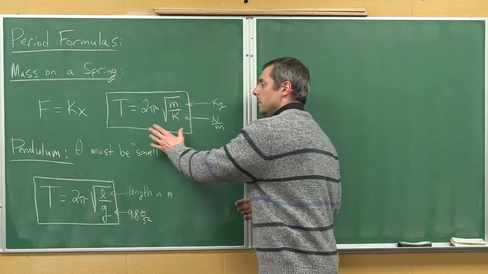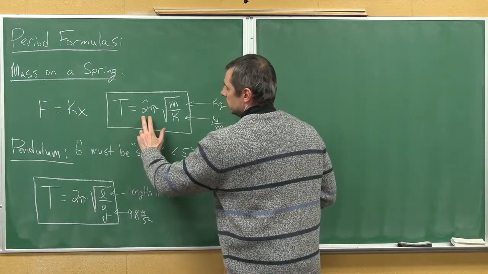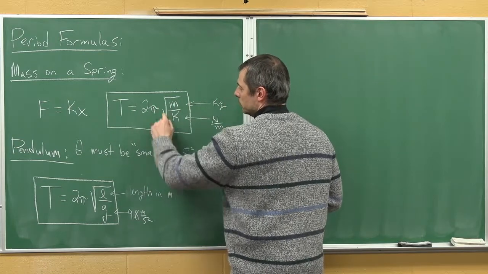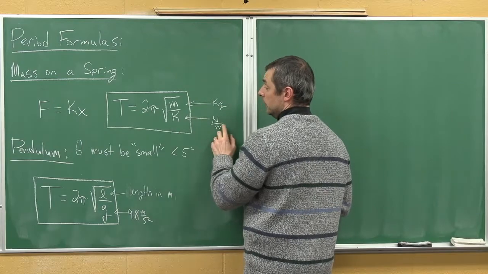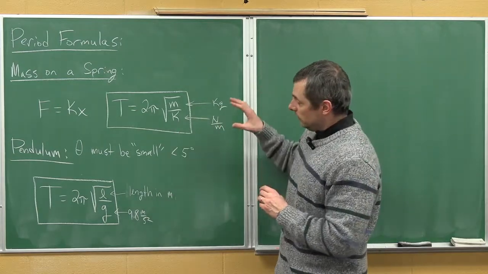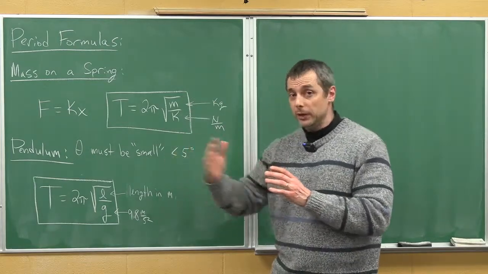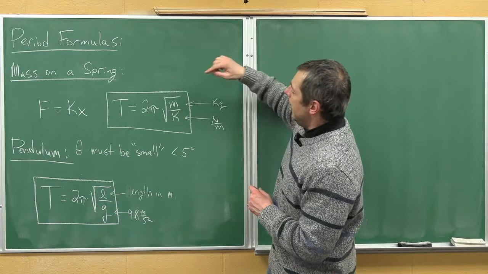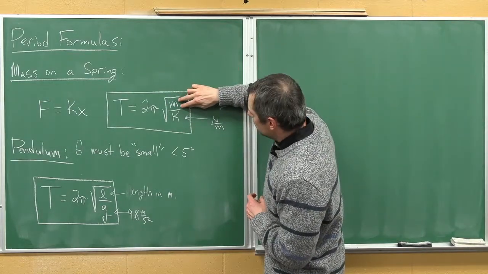The period formula for a mass on a spring is right here. T equals 2 pi, this is 3.14, square root of mass m in kilograms over spring constant k in newtons per meter. This formula shows the patterns we saw. First of all, there's no amplitude in the formula, so small oscillations, big oscillations, same period. And then more mass, more period. That's why mass is in the numerator here.